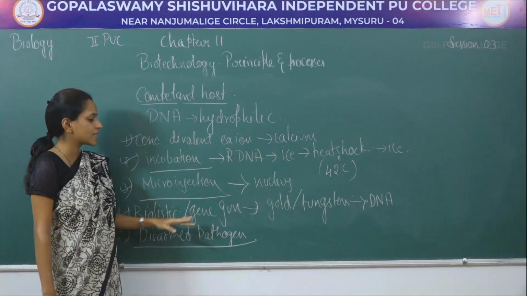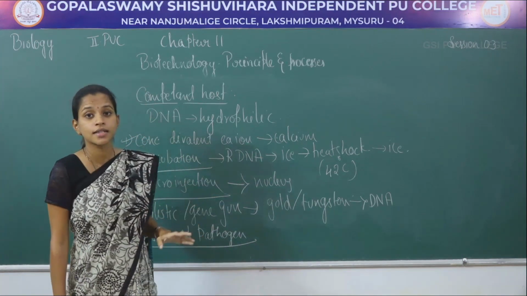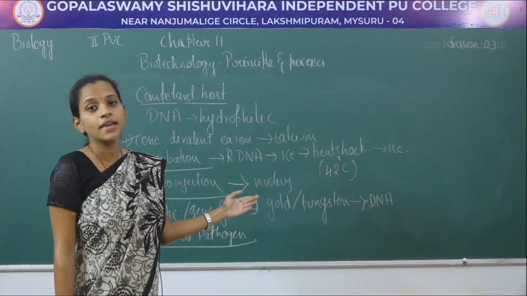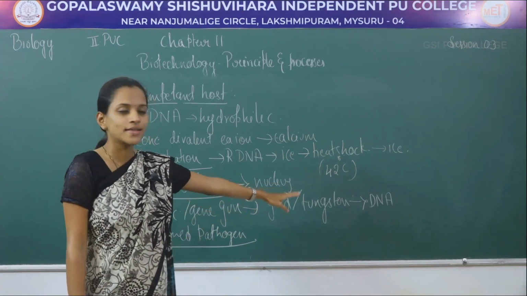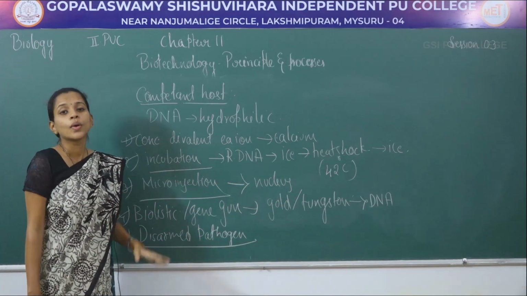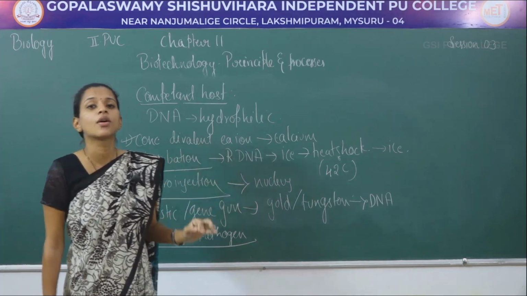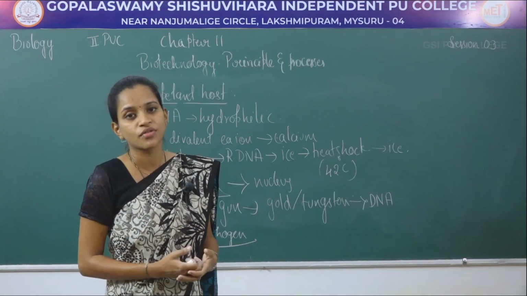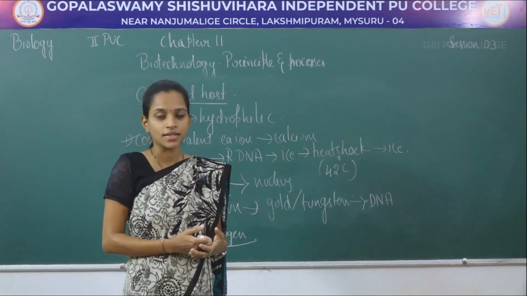Fourth one is the biolistic or gene gun method. This is restricted to plant cells, where a plant cell is bombarded with DNA coated with gold or tungsten. And the last method is disarmed pathogen, where the pathogenicity of a particular organism will be suppressed and only its ability to increase the number of copies will be taken into consideration.